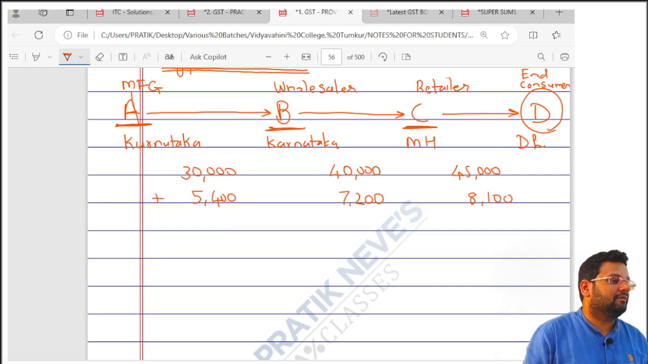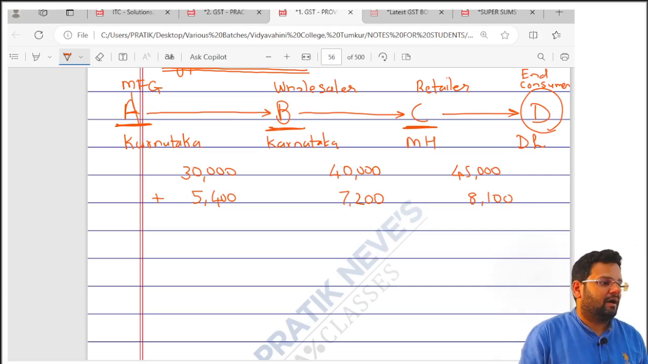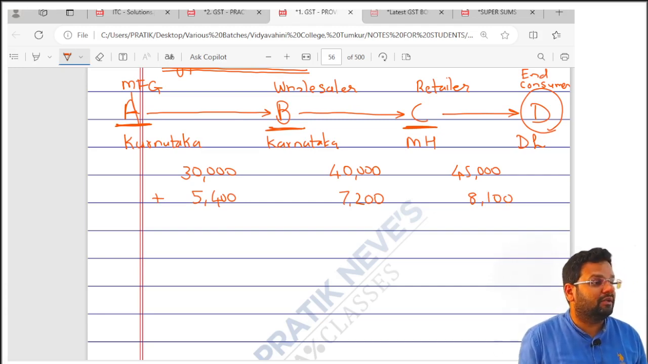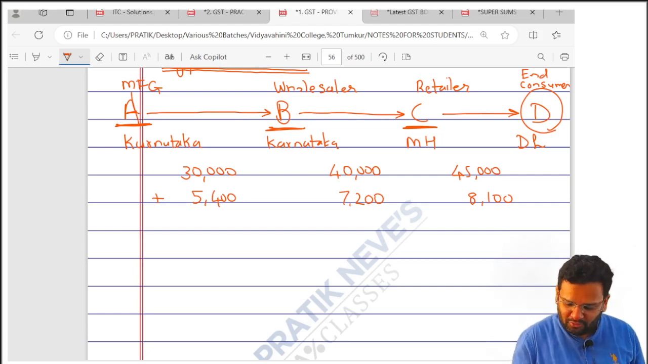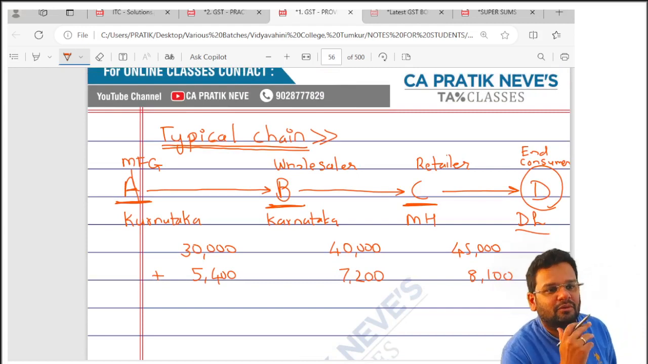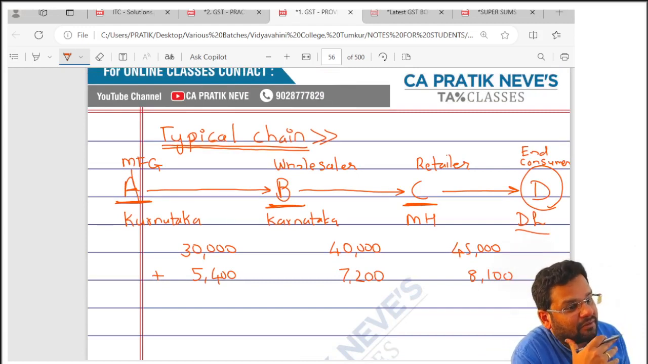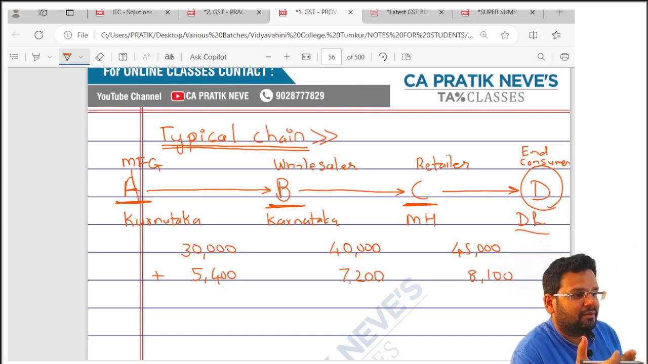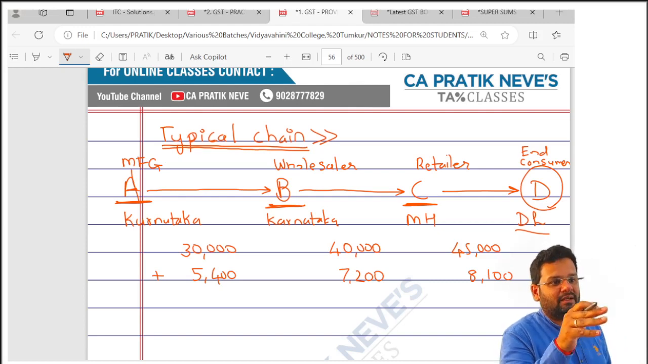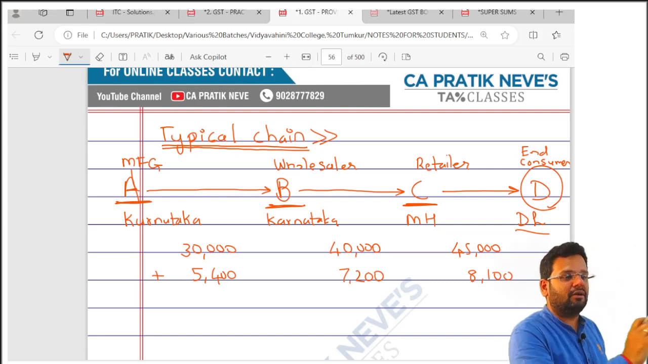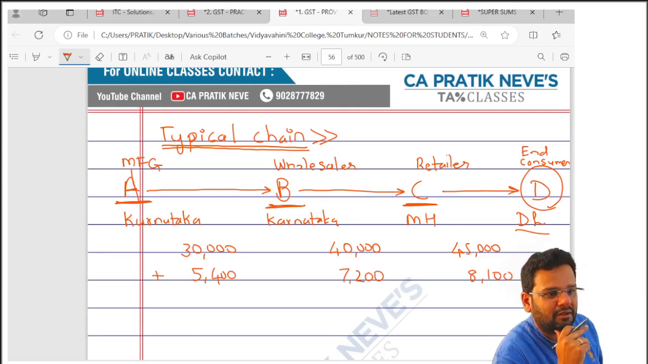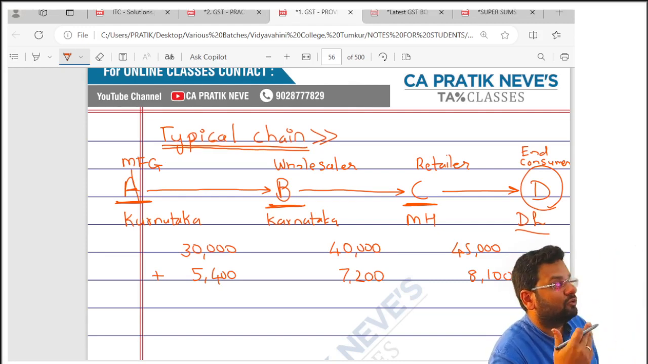Which state should get the tax? Half should go to the central government, half should go to the Union Territory of Delhi. Don't get emotional. Nothing will go to Karnataka. Nothing will go to Maharashtra. Everything will go to Delhi. Why so? The end consumer is sitting in Delhi. But how this system has been framed so that everything goes to Delhi government, means 50% goes to Delhi, 50% goes to the center, how this whole system is designed, that we are going to check.